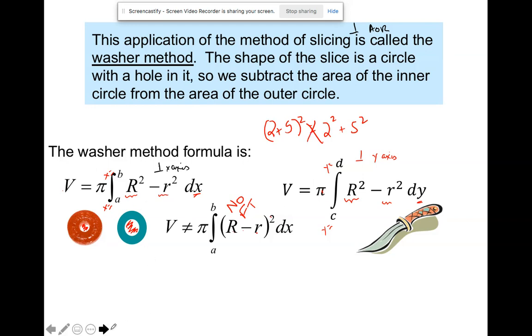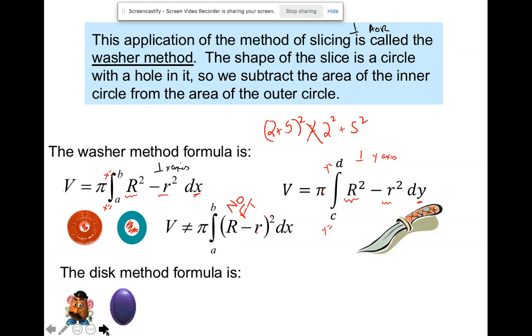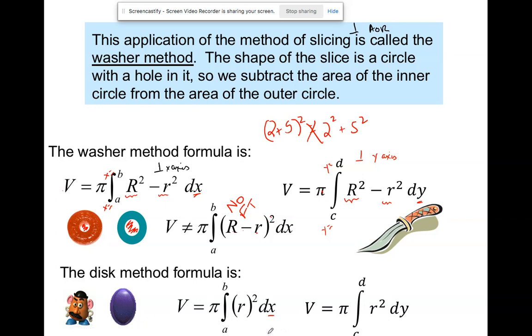The disk method just means your smallest radius is 0. You have no hole, so you don't have anything to subtract off. Right? So again, you're either perpendicular to the x-axis, and your axis of rotation is parallel or is the x-axis. Here, you're slicing perpendicular, and your axis of rotation is parallel or is the y-axis.